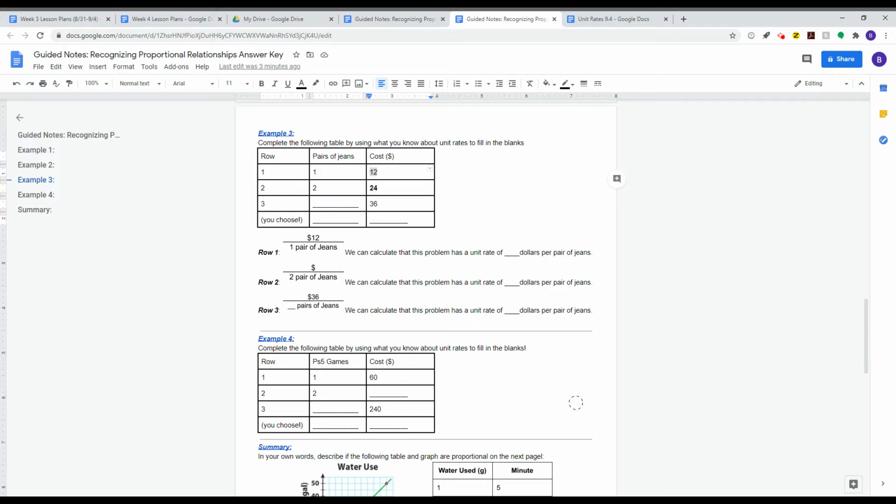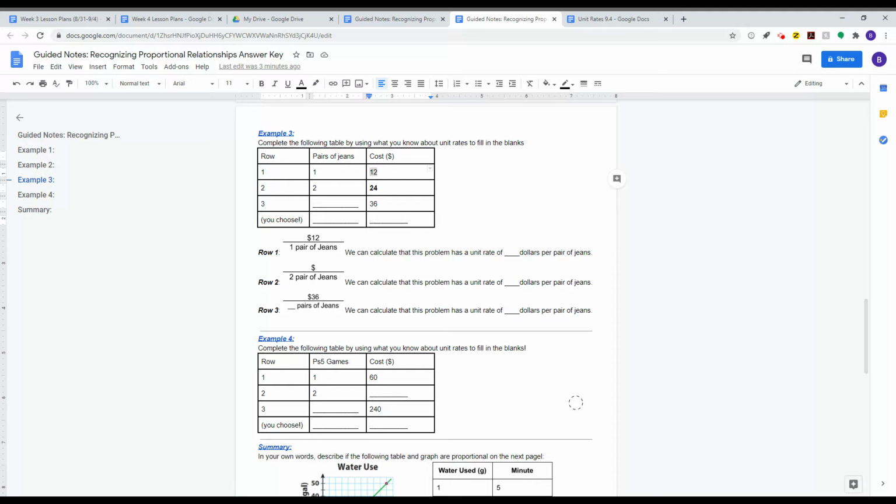So example four is the one that you're going to do by yourself. And the summary down here is asking you to describe in your own words the following table and graph. So notice there's a graph here. We didn't talk about graphs and proportionality. This is a stretch, and I want you to try it. Now, I'm going to say the graph and the table are connected. I want you to take that and see if that helps you.